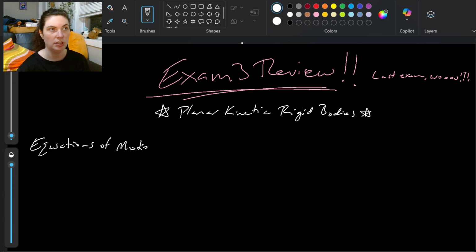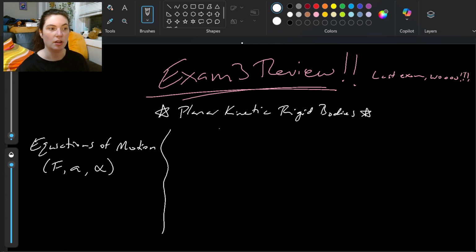Equations of motion. So these were our forces and accelerations. So you have forces, linear acceleration or your angular acceleration. We also talked about moments a lot in this. So these were your equations of motion.